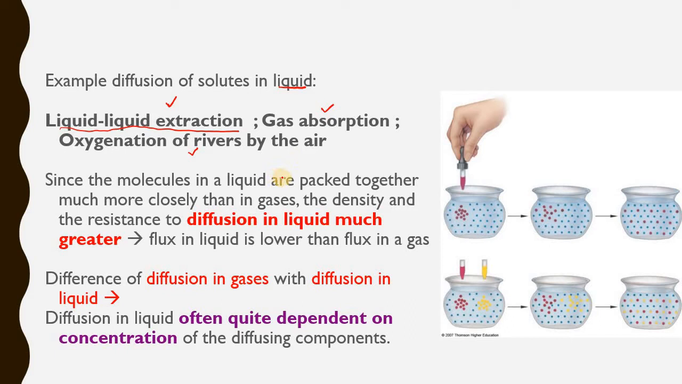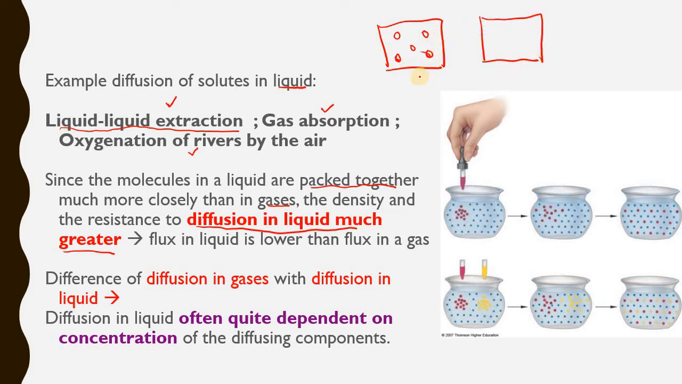In liquid, the molecule arrangement is packed together, and it is actually closer than in gases. So the density and the resistance to diffusion in liquid is much greater than in gas. For example, if I can draw for you, this is gas, the molecule arrangement in gas. And this is the molecule arrangement in liquid. You will notice that in liquid the arrangement is much closer than in gas.